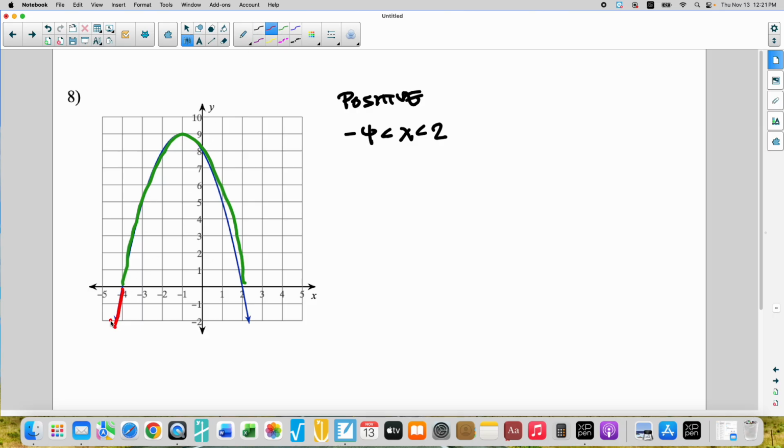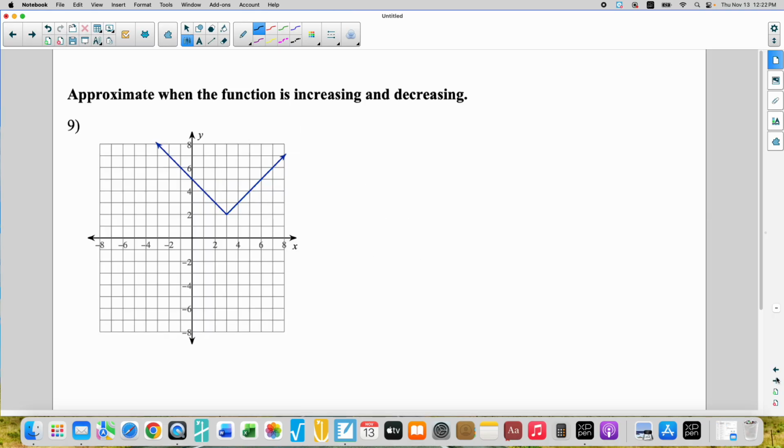When it's negative, it's below, and this is a ray, and this is a ray also. So for negative, when it's a ray, we write the variable x first. We write our starting point, -4, and then I want it to the left of it, so that's less than. And this one, x is greater than 2, because this is to the right, and right is greater than. So that would be your positive and negative for that one.